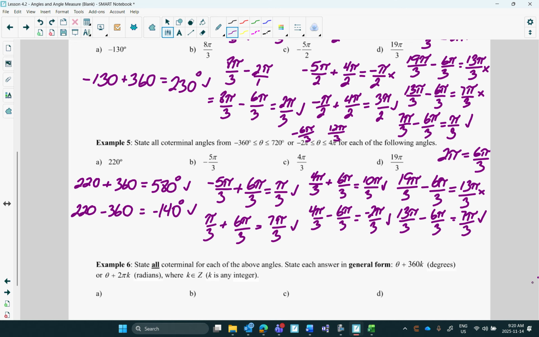Looks like I can go again. 7 pi over 3 minus 6 pi over 3. What does that give me? 1 pi or pi over 3. Is that good? Yeah? Looks like I might even be able to go again. This is crazy. What do I get? Is that good? Yep. But if I went again, no. So this one has 3 coterminal angles.